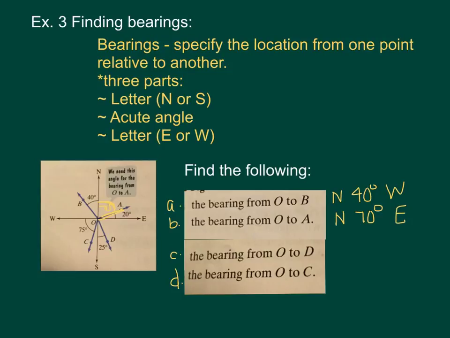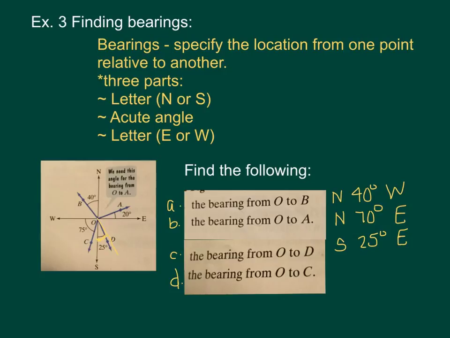The bearing from O to D. Now we're closer to the south side, and the angle that's formed from the south line to D is 25 degrees. So we say south, 25 degrees, and we're closer to the east side.